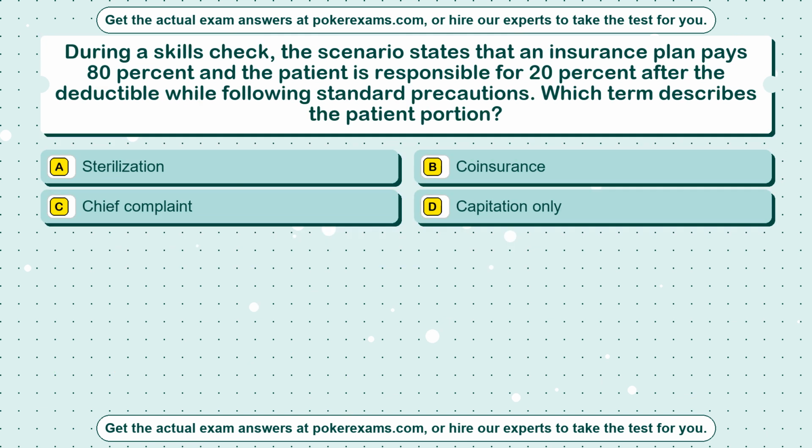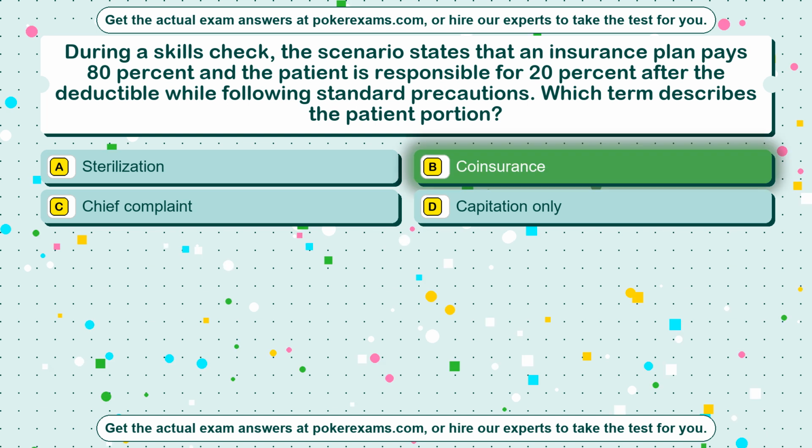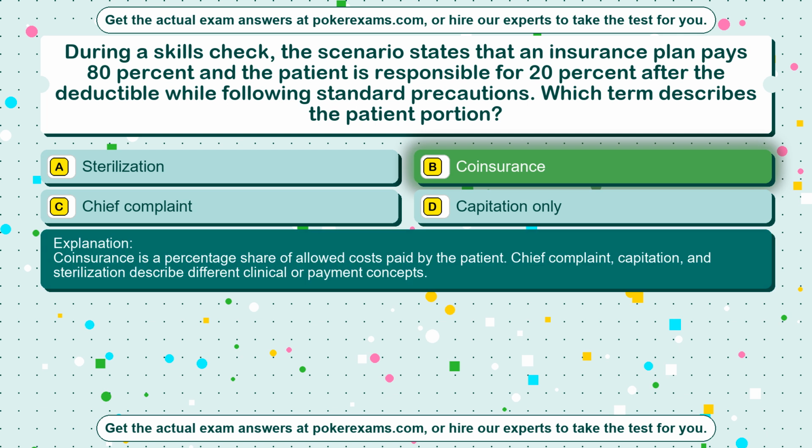During a skills check, the scenario states that an insurance plan pays 80% and the patient is responsible for 20% after the deductible while following standard precautions. Which term describes the patient portion? Option A. Sterilization. Option B. Coinsurance. Option C. Chief complaint. Option D. Capitation only. The correct answer is option B. Coinsurance. Coinsurance is a percentage share of allowed costs paid by the patient. Chief complaint, capitation, and sterilization describe different clinical or payment concepts.